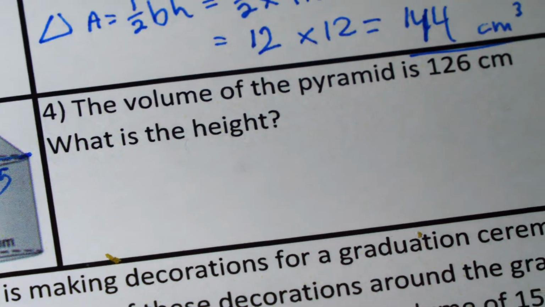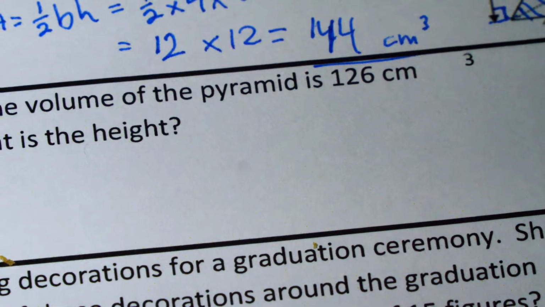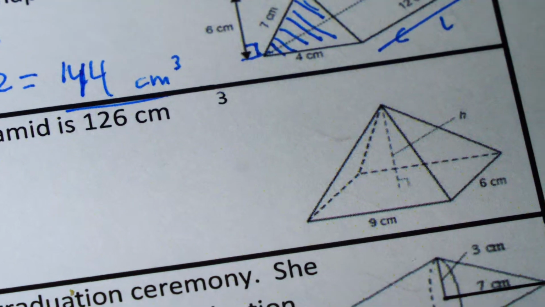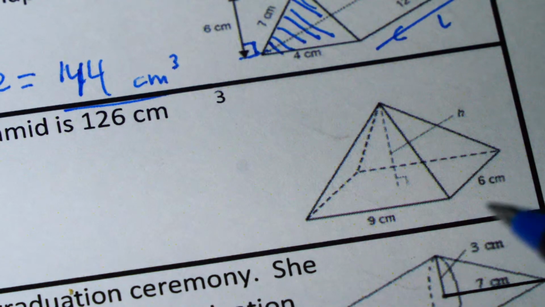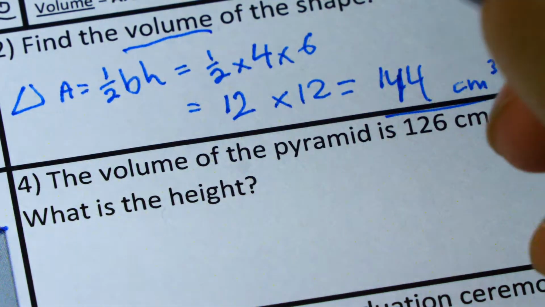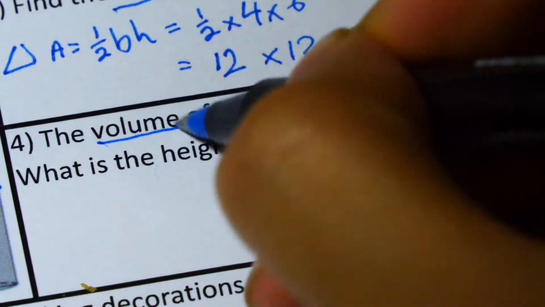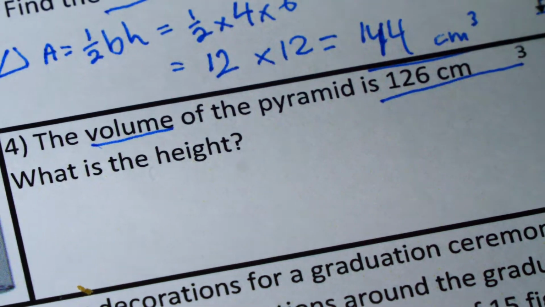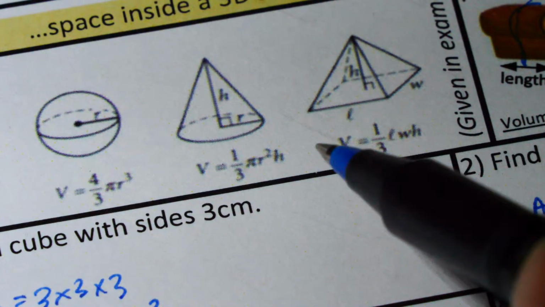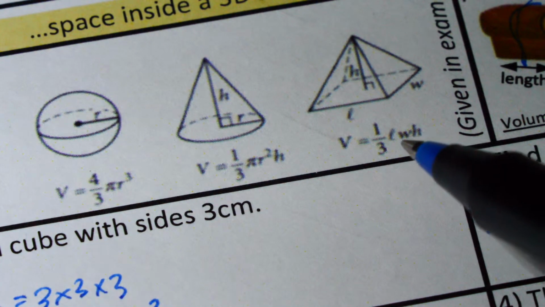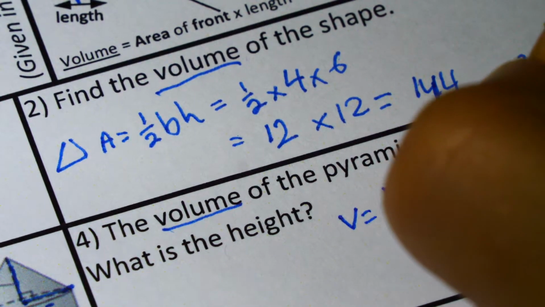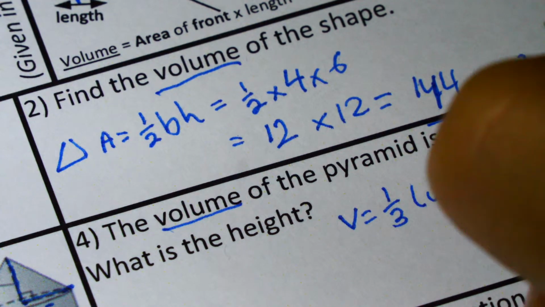Question 4. The volume of the pyramid is 126 centimeters cubed. What is the height? So we have this pyramid. We don't know the height, but we do know the volume. The volume is 126. So let's start with the equation for this pyramid. We're going to write this equation. Third length width height. So the volume equals 1/3 length width height.